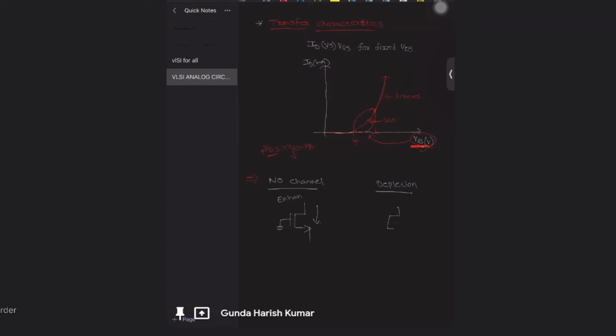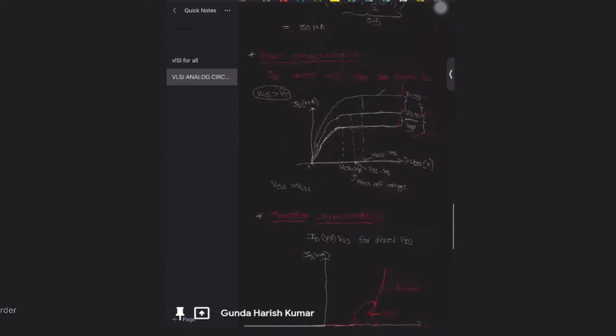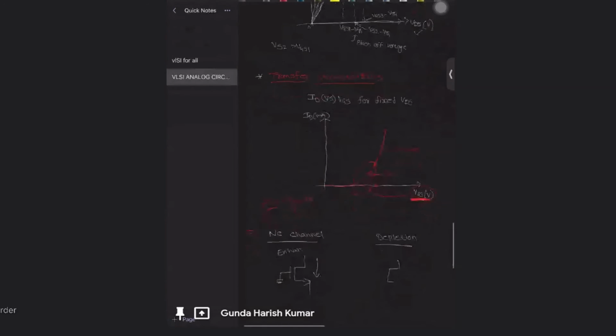So apart from this, is there any other reason or only this one? I think these current equations also give proper characteristics. After reaching a VDS, it acts as a constant current source. These characteristics are also important for designing our amplifiers, etc.